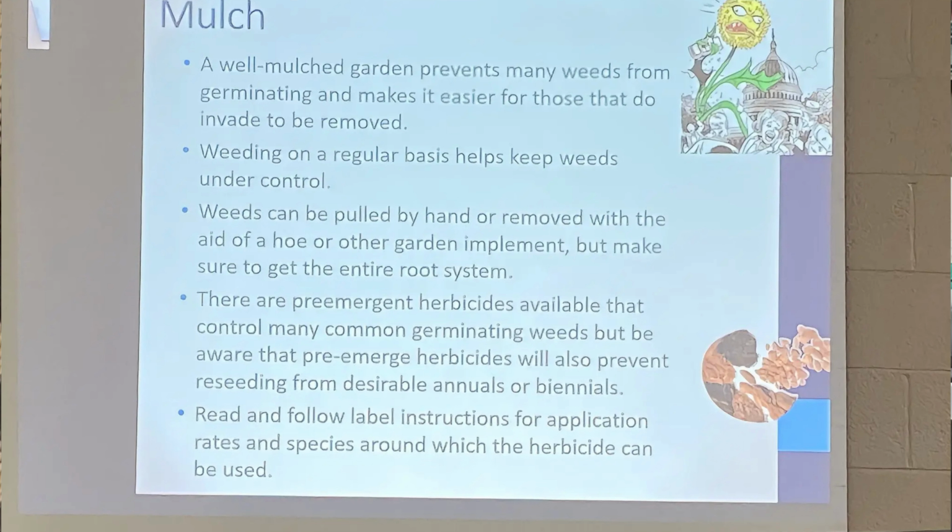There are pre-emergent herbicides available that control many common germinating weeds, but be aware that pre-emergent herbicides will also prevent reseeding from desirable annuals or biennials. Follow the label instructions for application rates and species around which the herbicides can be used.